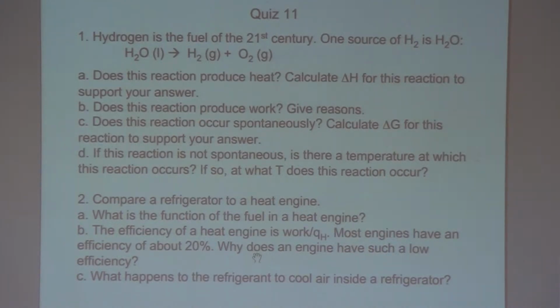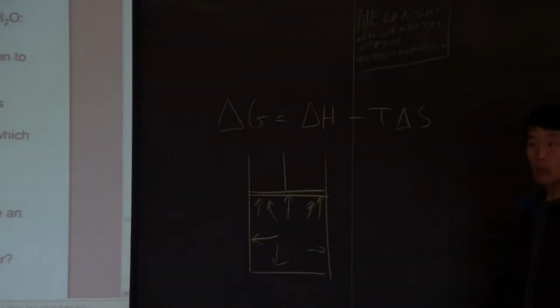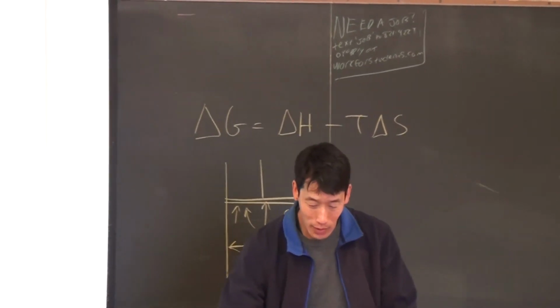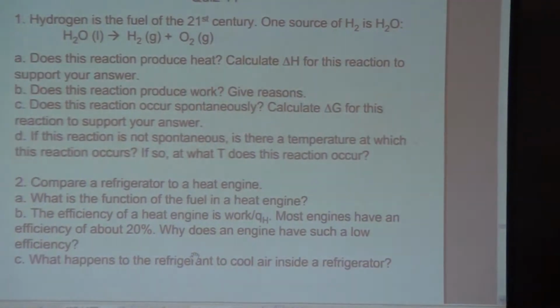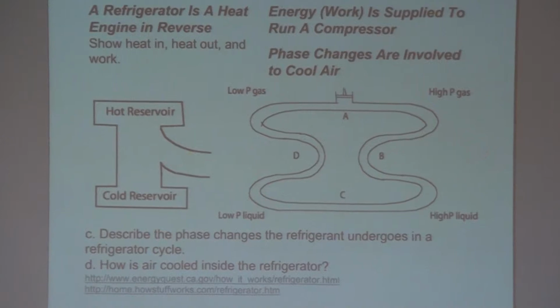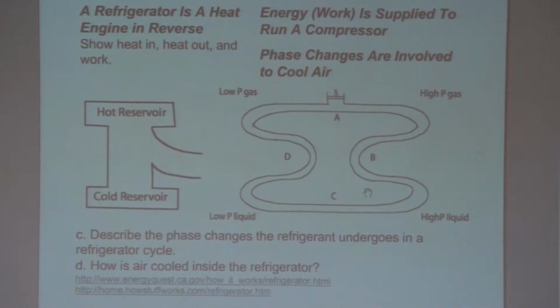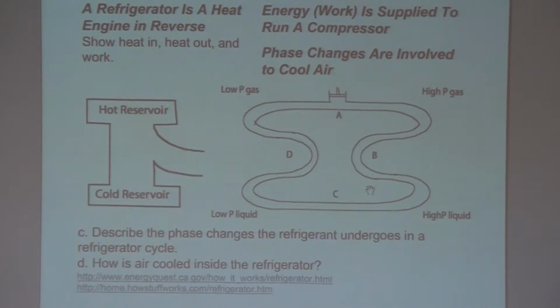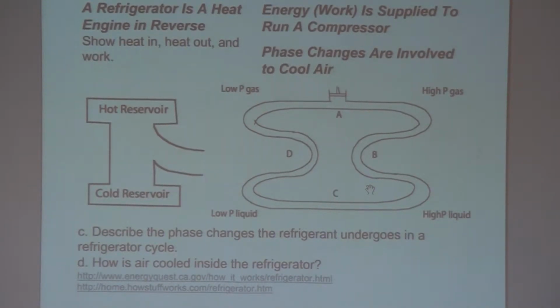That the gases are moving in different directions. They're not all moving in the same direction. So if you can get all these gas molecules to move in the same direction, push that piston, that means engine work will be involved. It can't be that. And then Part C, what happens to the refrigerant to cool air inside a refrigerator? So rather than writing that diagram on the chalkboard, okay, in which step is the air being cooled inside the refrigerator? A, B, C, or D? Which one?